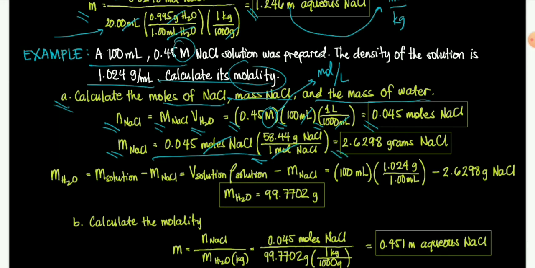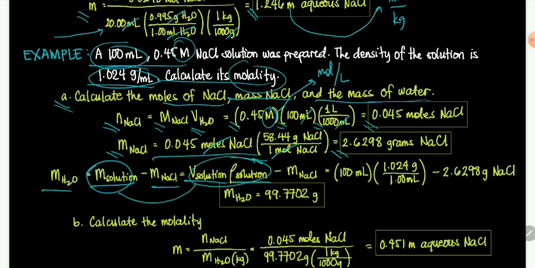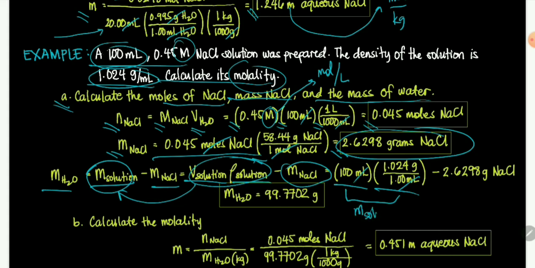Okay? So for the mass of water, susubtract natin yung mass ng sodium chloride from the mass of the solution. So paano natin makukuha yung mass ng solution? We have the density of the solution, tapos meron tayo ng volume. So i-multiply lang natin yung volume ng solution saka yung density niya, makuha natin yung mass ng solution. This is the mass of the solution. Okay? Tapos nakuha na natin yung mass ng sodium chloride, 2.6298. Okay? So that's equal to 100 ml times yung density ng solution. So 100 times 1.024 grams per 1 ml. So makacancel yung ml.